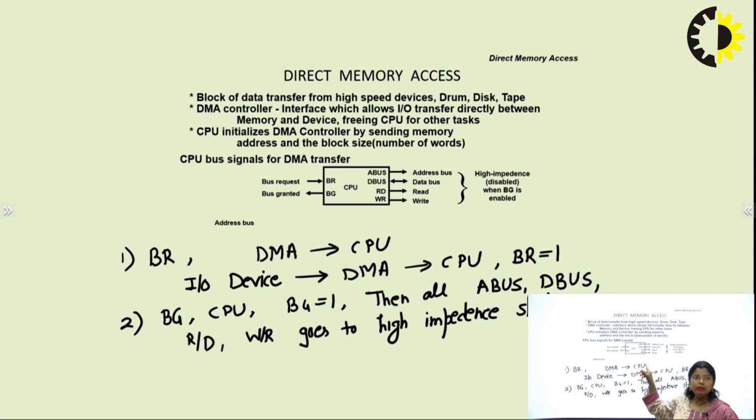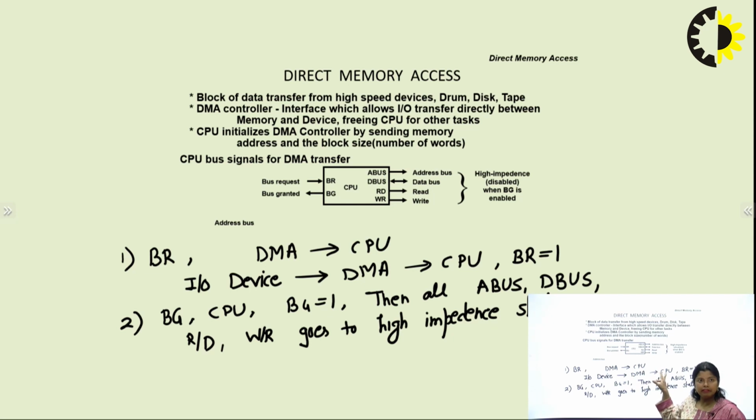At this particular time, bus request equals 1. The IO device transmits a request to the DMA saying that it wants to transmit some data or read some data from the memory. At that time, the DMA sends a request to the CPU. Not data actually, it is a simple request.